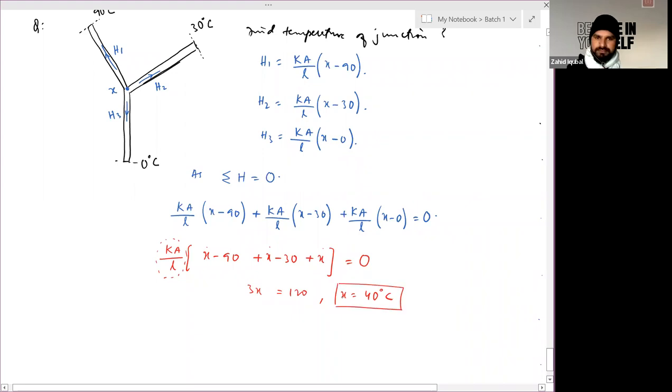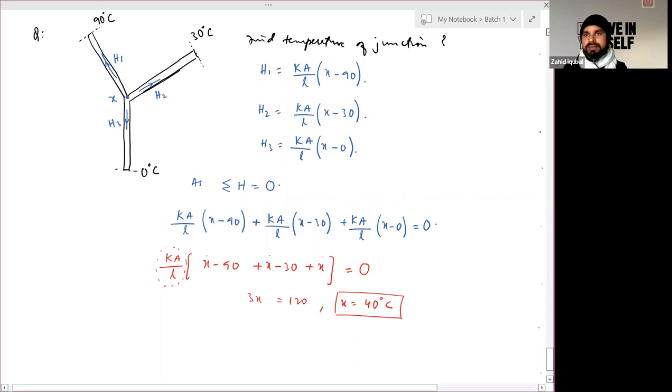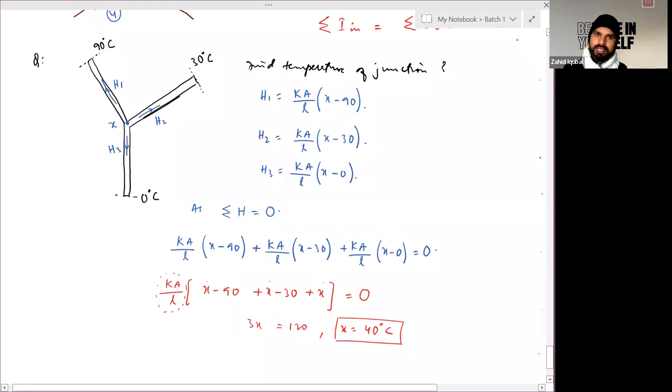Now, this is the temperature of the junction. Then next, you'll be asked to calculate the heat current along each arm. So put this value of X in each term. So X is 40 minus 90, so you'll get minus 50 Ka by L. And for the second part, if you put X to be 40, 40 minus 30, it will be 10 Ka by L. And for the third part, X is 40, so it will be 40 Ka by L.